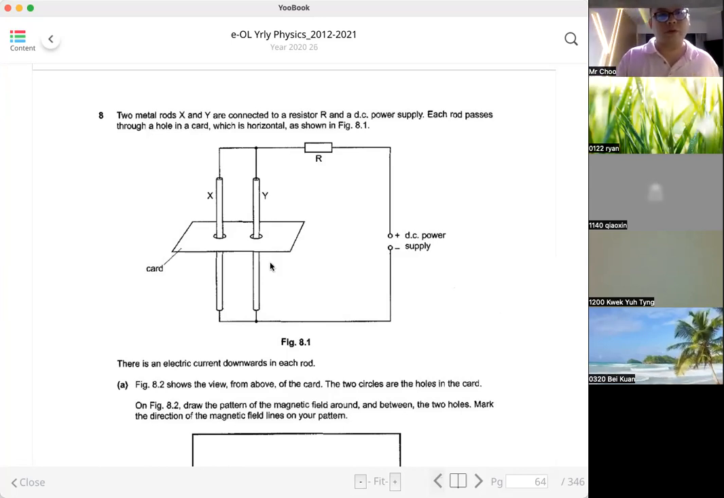Okay, so can you all remember this picture, this diagram? There's an electric current flowing downward in each rod. Current will be from plus to minus. So current goes down each rod. Is that clear? Okay, so let's do the question now.